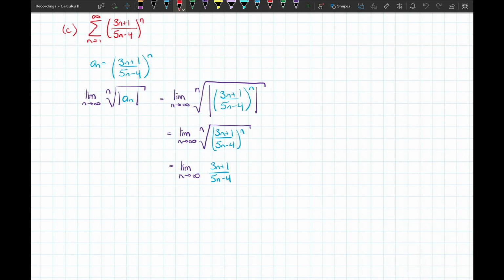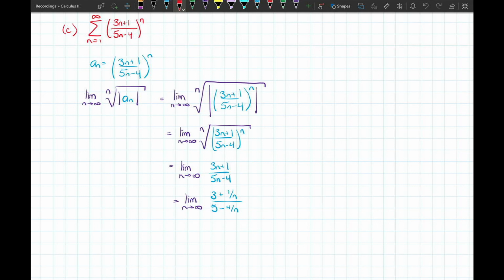The good news here is that the absolute value didn't do anything. All of our numbers were already positive. So (3n plus 1) over (5n minus 4) is a fairly simple limit to work with. You can probably guess what it is already. But if you are going to show an explanation as to what this limit is going to equal, we could use L'Hopital's rule, or we can divide by the highest power of n in the numerator and denominator. Either one works here, and either one works really, really quickly.